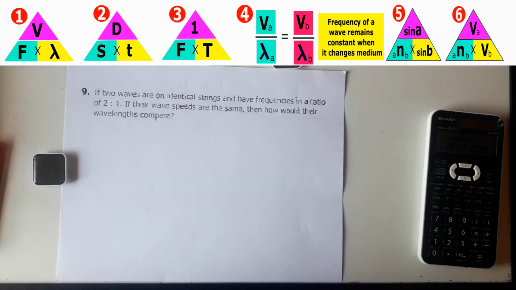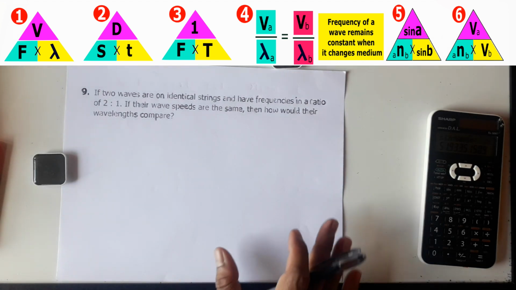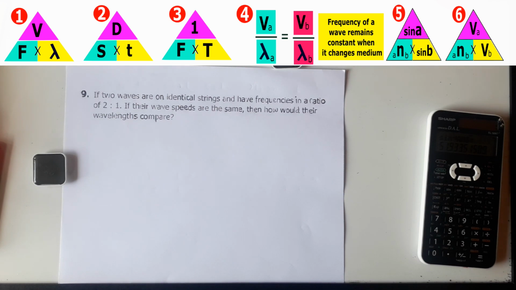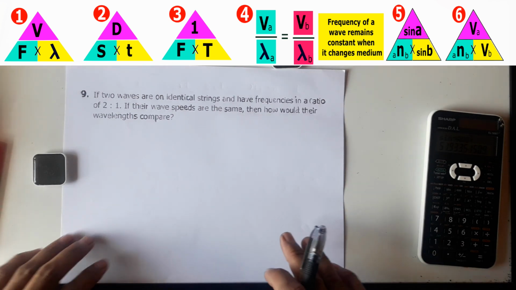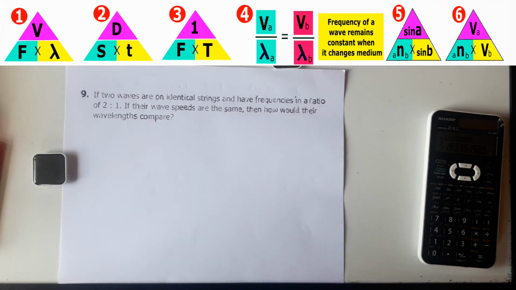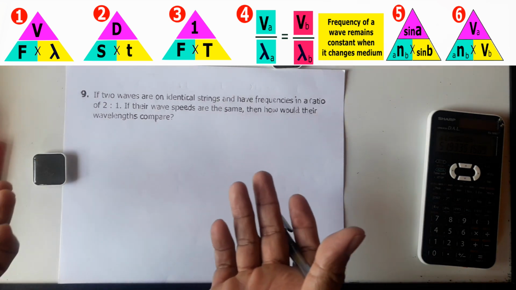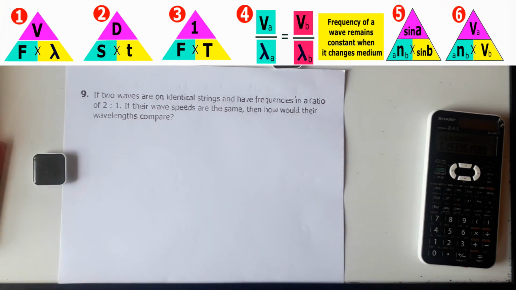This is actually a strange multiple choice question I came across a couple days ago. So let's try it. A lot of students would have trouble with a question like this. You have 2 waves on identical strings, and they have frequencies in a ratio of 2 to 1. If their wave speeds are the same, how would their wavelengths compare?